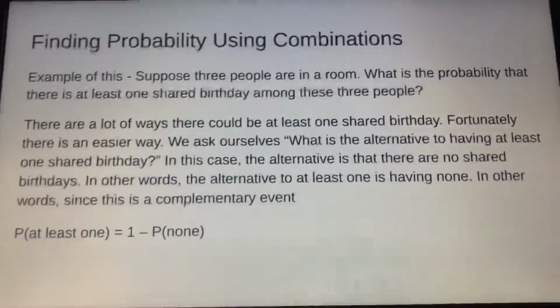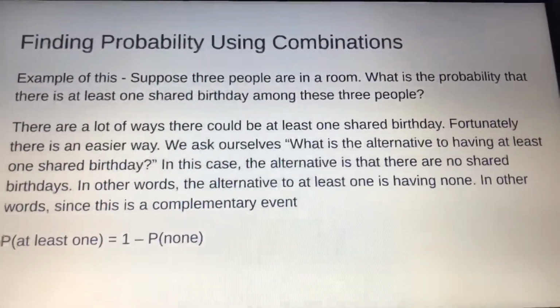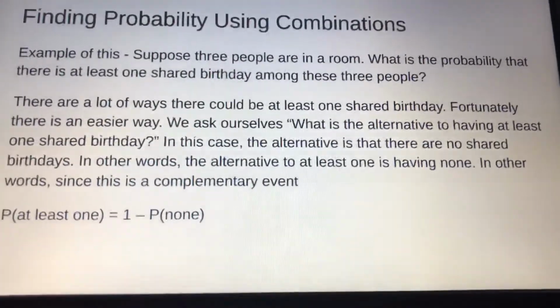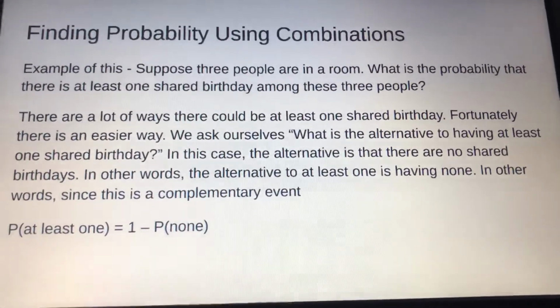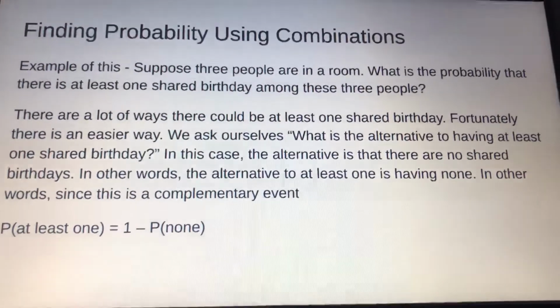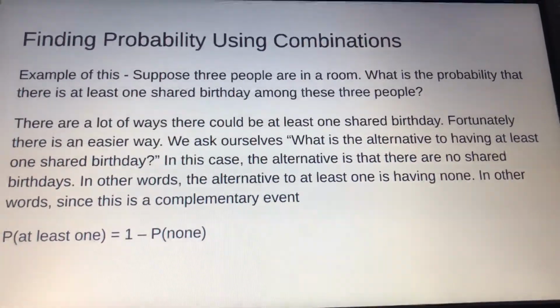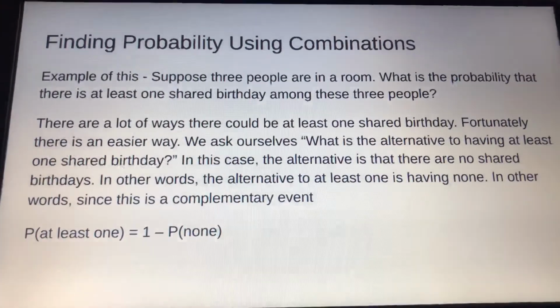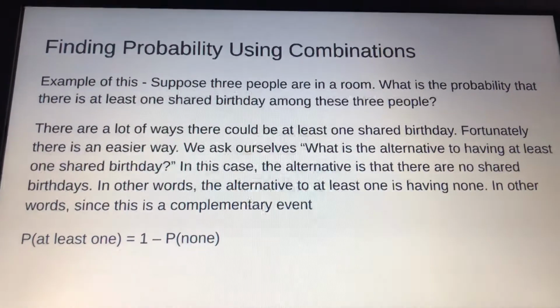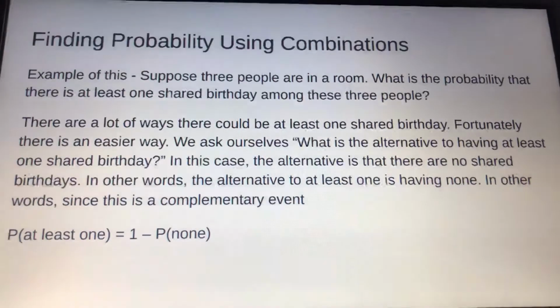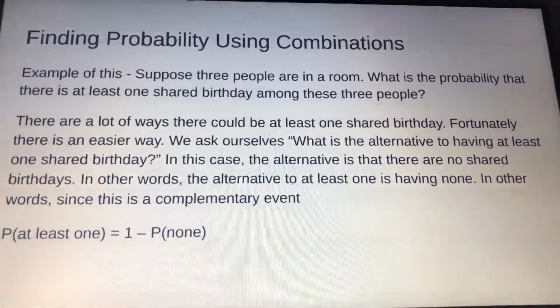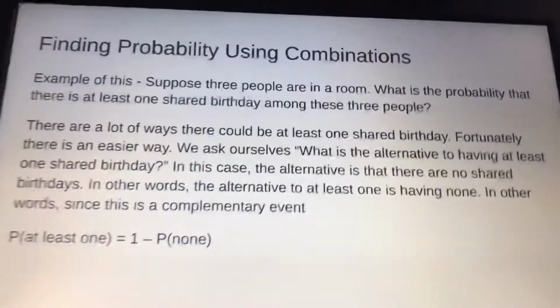Okay, we're all good. There are a lot of ways there could be at least one shared birthday. Fortunately, there's an easier way. We ask ourselves, what is the alternative to having at least one shared birthday? In this case, the alternative is that there are no shared birthdays. In other words, the alternative to at least one is having none.